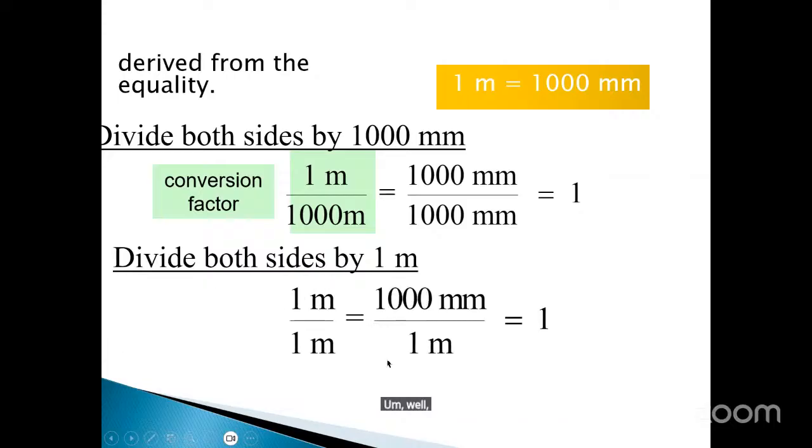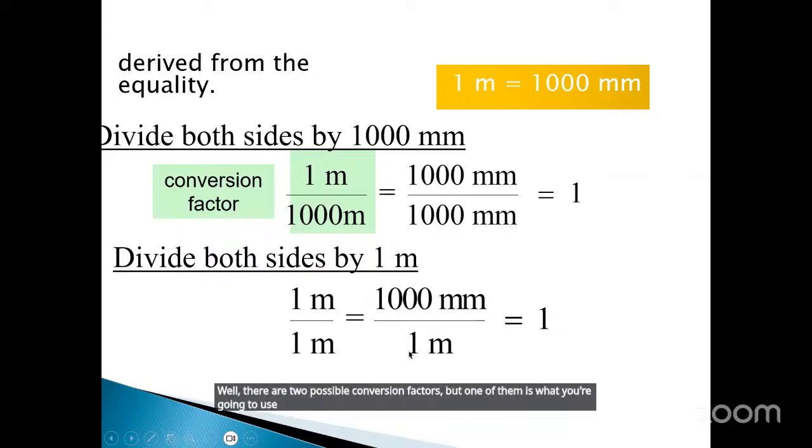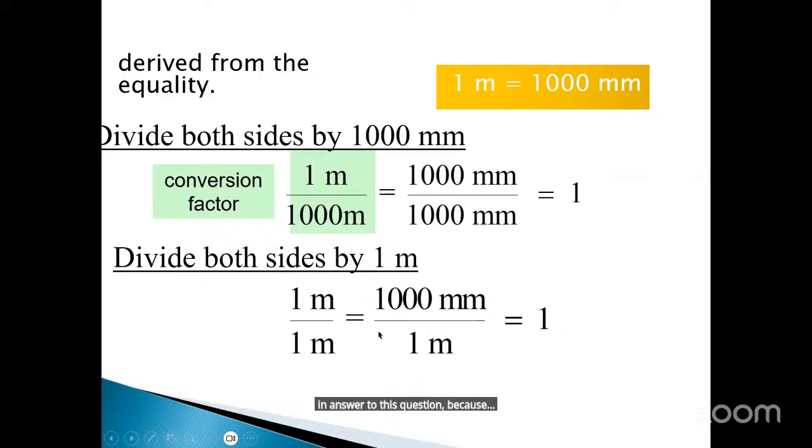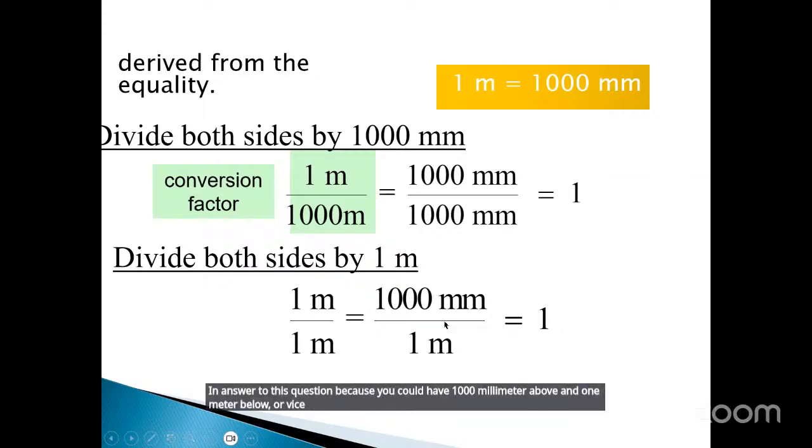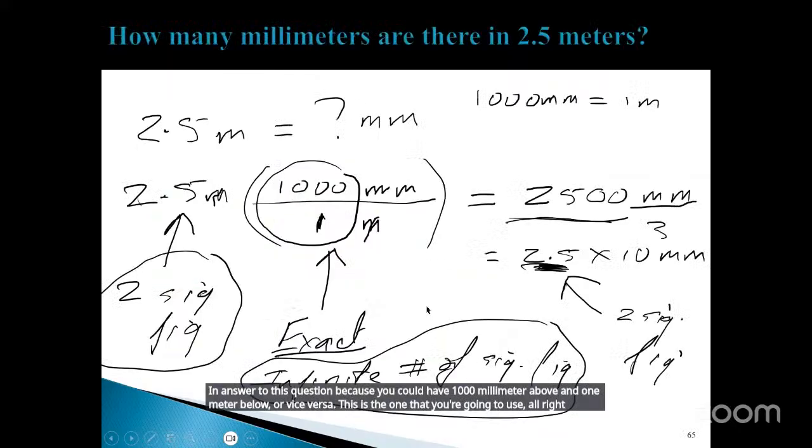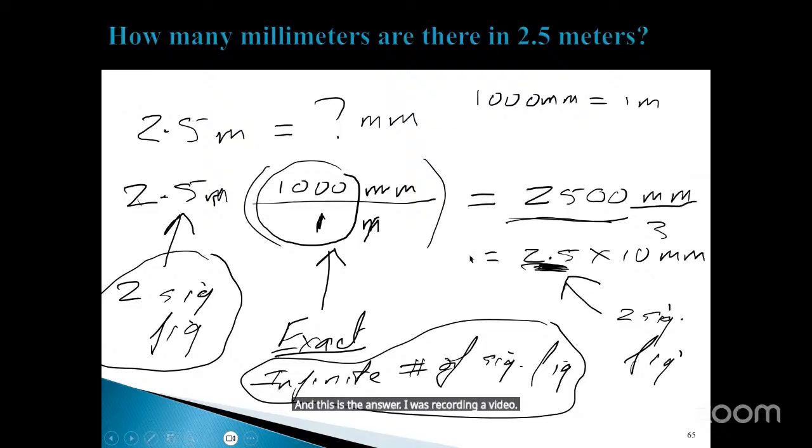Well, there are two possible conversion factors, but one of them is what you're going to use in answer to this question, because you could have 1,000 millimeters above and 1 meter below, or vice versa. This is the one that you're going to use, all right? And this is the answer. I was recording a video, so I'm just going to show you what I scribbled down here.